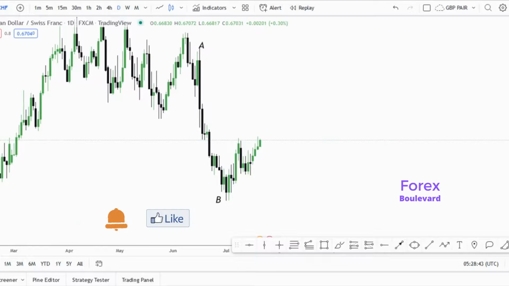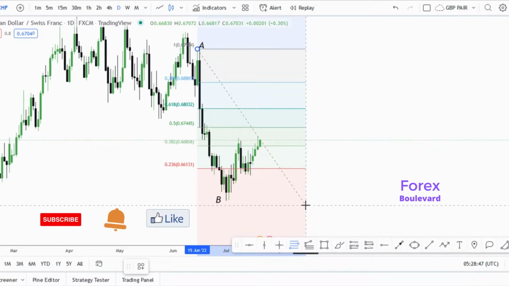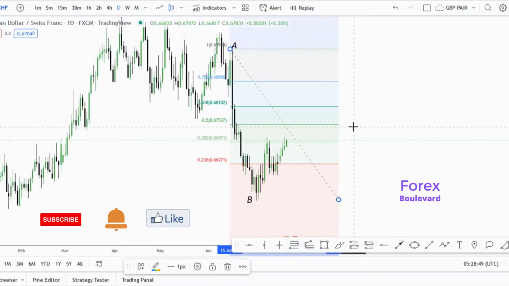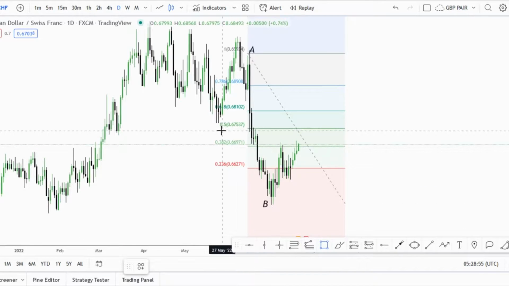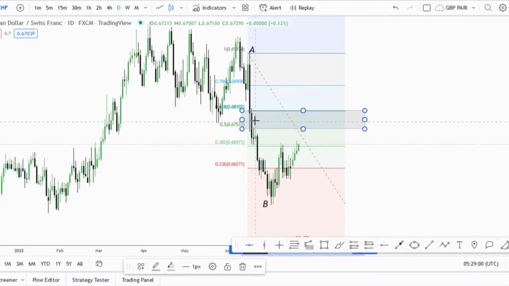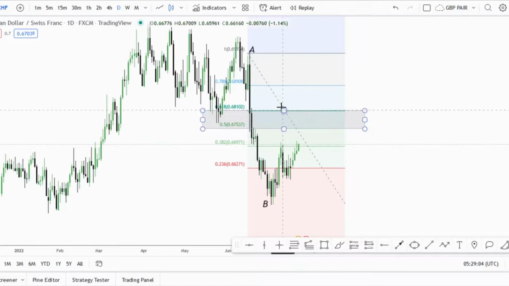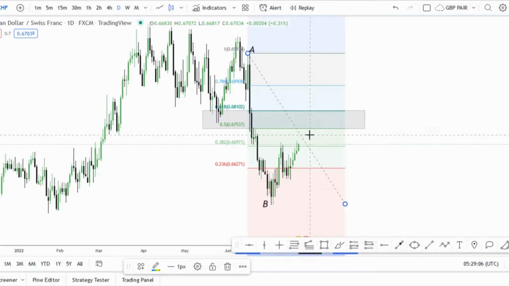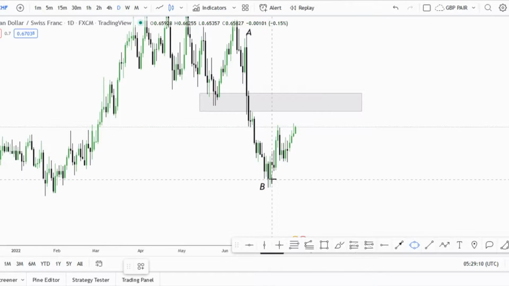I took my tool from point A to point B. So now my kill zone is around here, between 0.5 to 0.6, which is the golden ratio. Now this is what happened. Immediately price did a turn at this point.